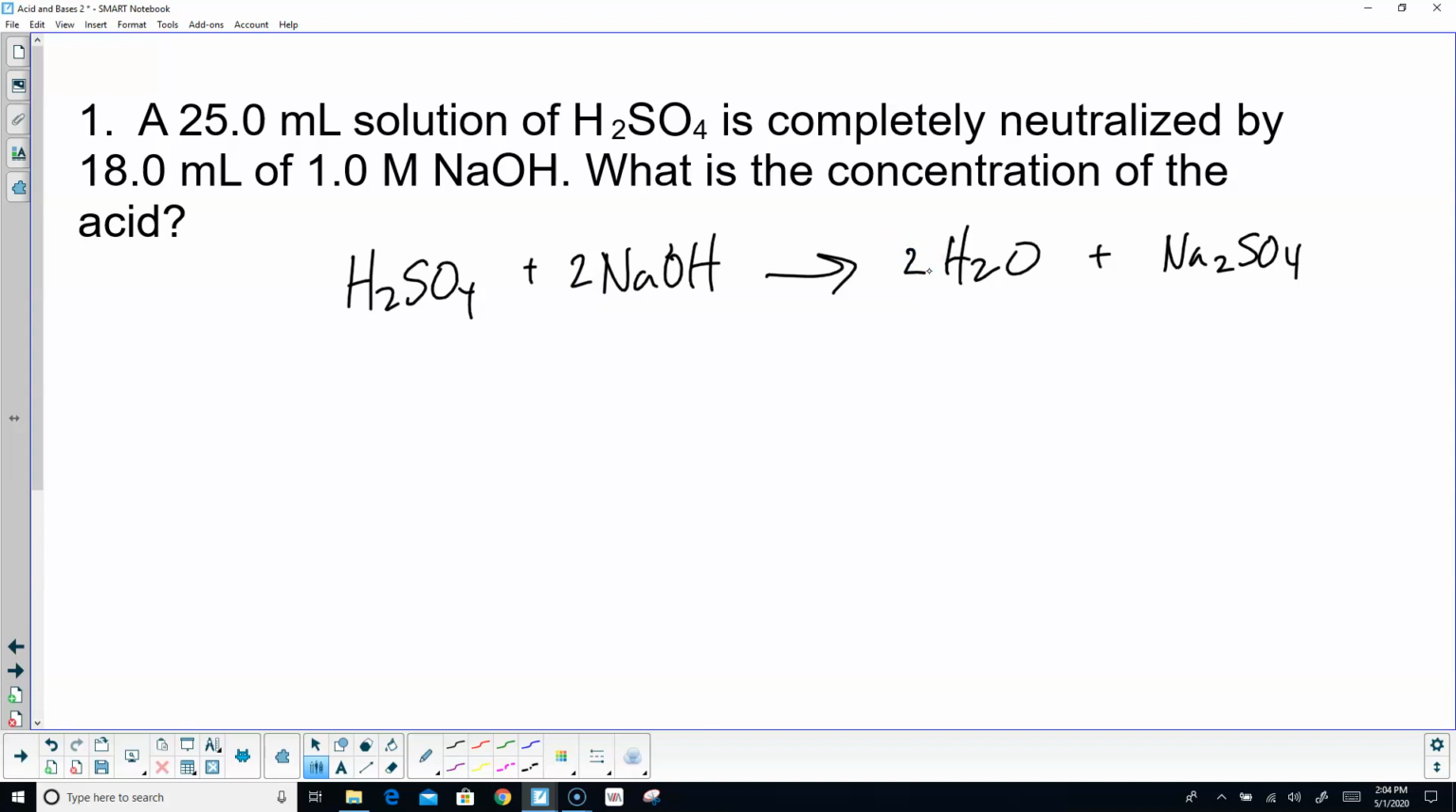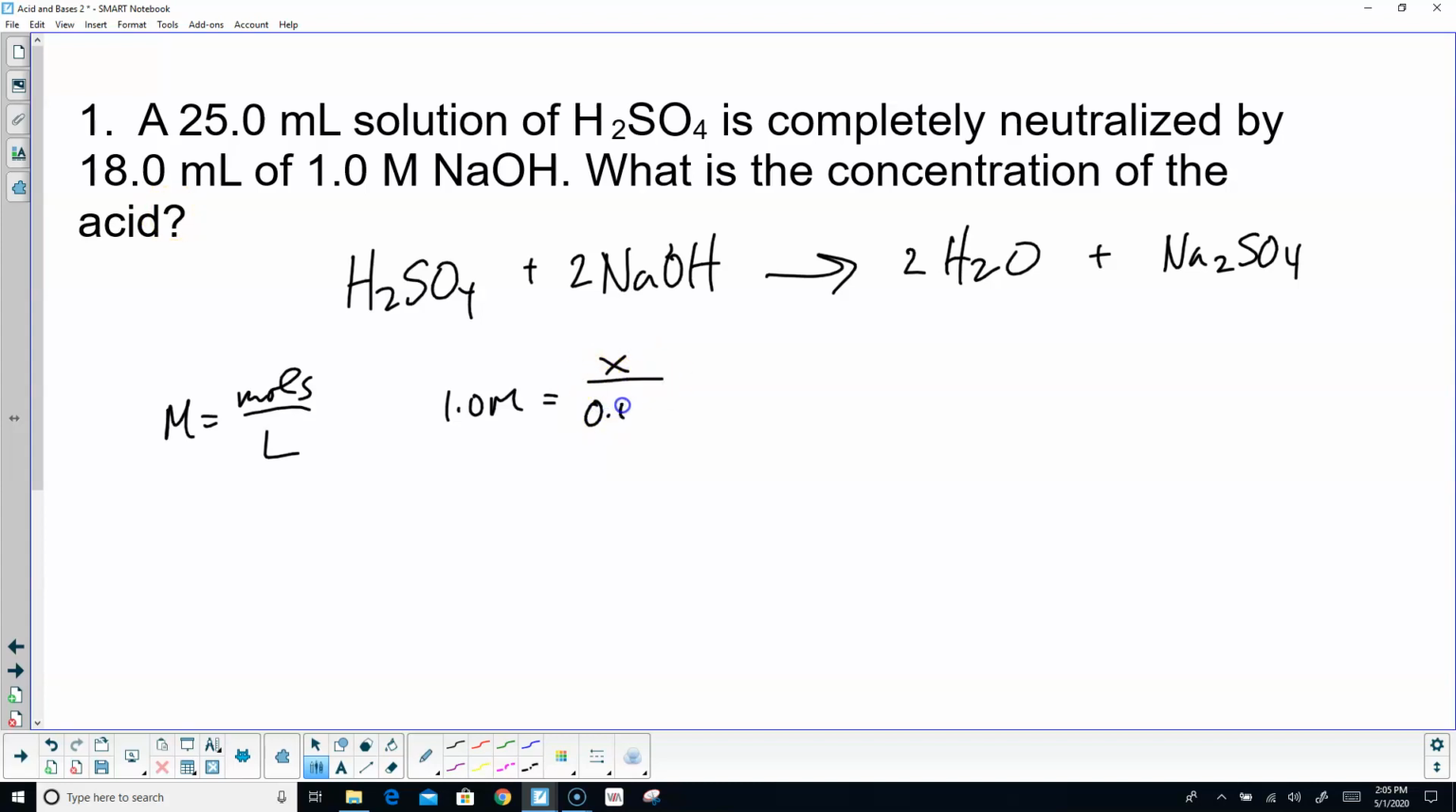Now we're going to start with the one we know the most about. That looks like the sodium hydroxide, the base. You'll recall molarity is moles of solute per liter of solution. Well, we know the molarity, 1.0 molar. We don't know the number of moles. The volume we do know, 18 mL.